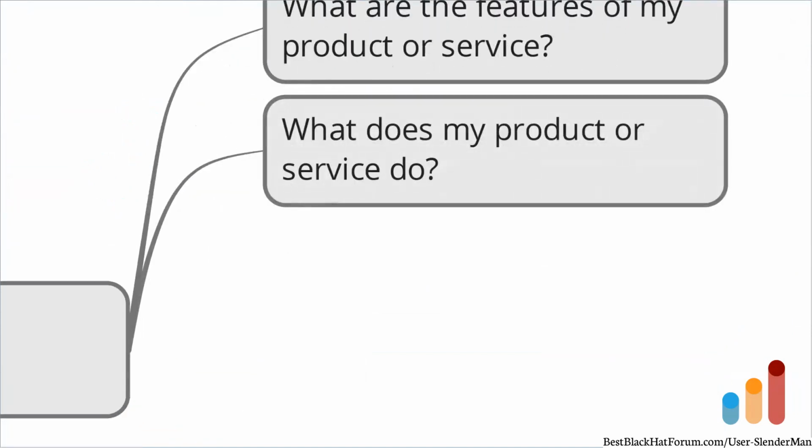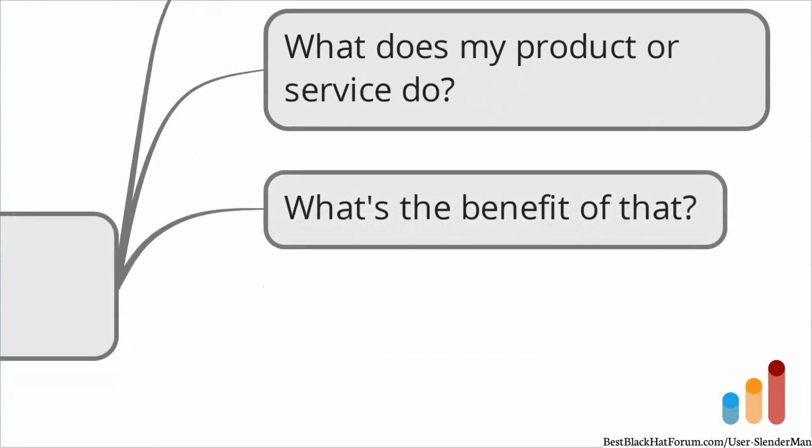And then what does my product or service do? Because of each of those features, what does it do? Like what does the feature enable? Just for example, a feature of your internal combustion car might be that it has a muffler, so it's able to drive down the street quietly. So what does it do? What's the benefit of that? What do you get out of the product or service doing something in particular?